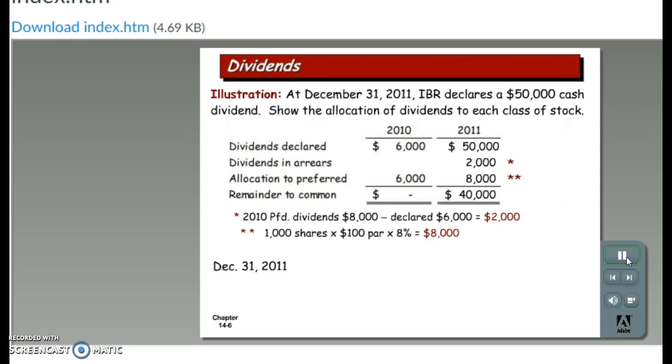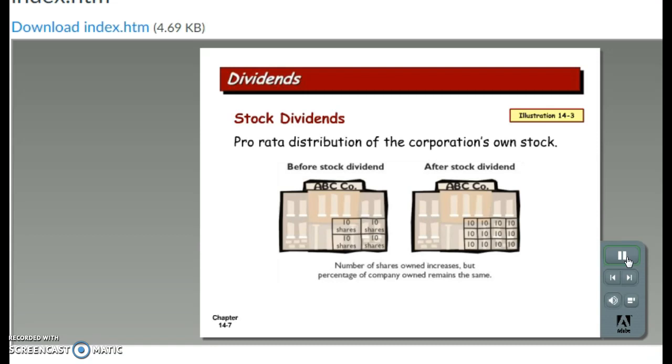The journal entry to record the 2011 dividend declaration is once again a debit to cash dividends and a credit to dividends payable. Dividends may be in the form of stock. Instead of receiving cash, stockholders receive additional shares of stock. As is the case with cash dividends, stock dividends reduce retained earnings. However, instead of affecting dividends payable and then cash, stock dividends increase the stockholders' paid-in capital accounts.